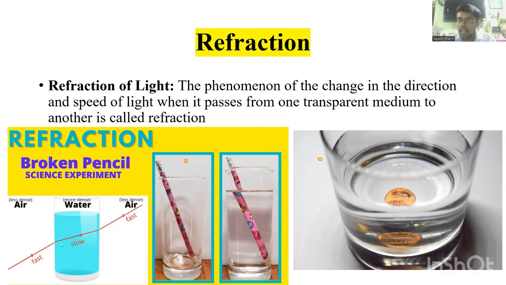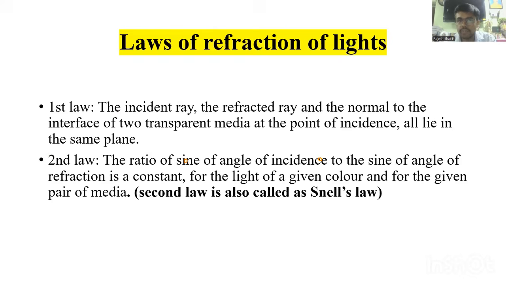So whenever there is a change in the direction and the speed of light, when the light enters from one medium to another medium, when the light enters from air to glass, from glass to water, from water to glass, different medium, it will change the direction. Obviously, when you change the direction, speed also will change. And this process is called as refraction.